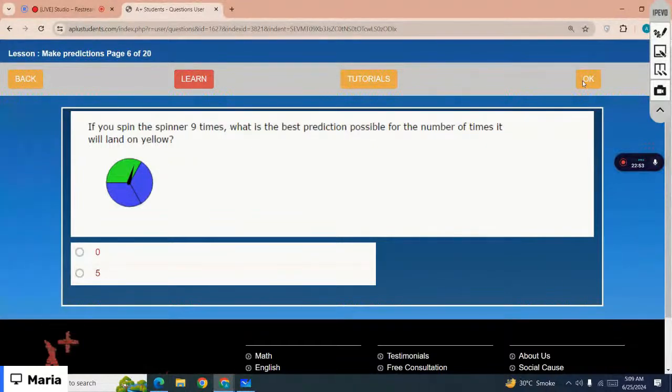If you spin the spinner 9 times, what is the best prediction possible for the number of times it will land on yellow? Which is the correct option? The correct option is 0 because you don't have any yellow portion over here, right? So the correct option is 0.